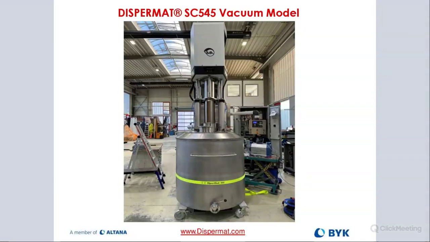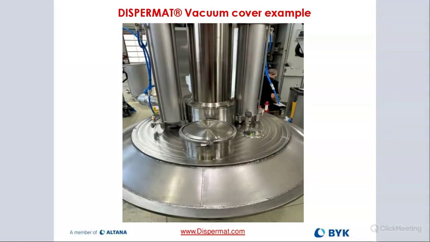They can come in double wall or single wall, depending. If you're milling, you want double wall for cooling. If you're just mixing or lightly dispersing with the blade, you might get away with just a single wall. But this is optional. And you can see the vacuum cover here up close.